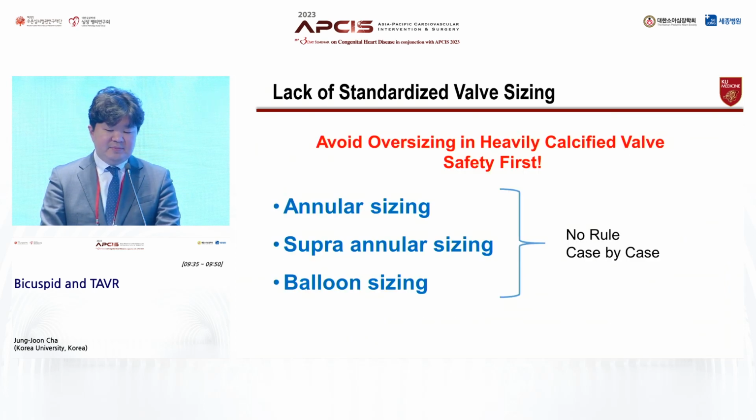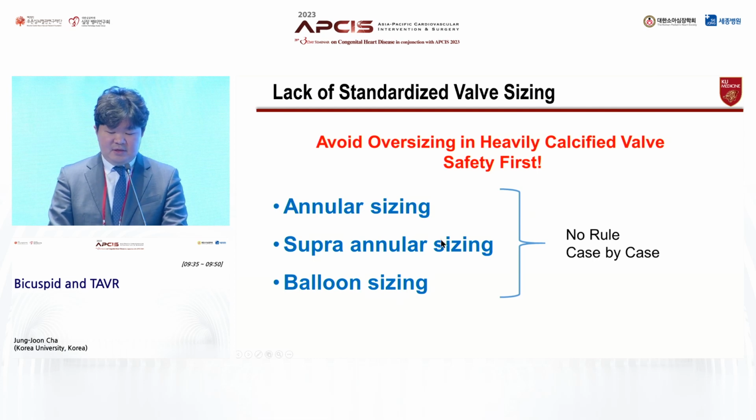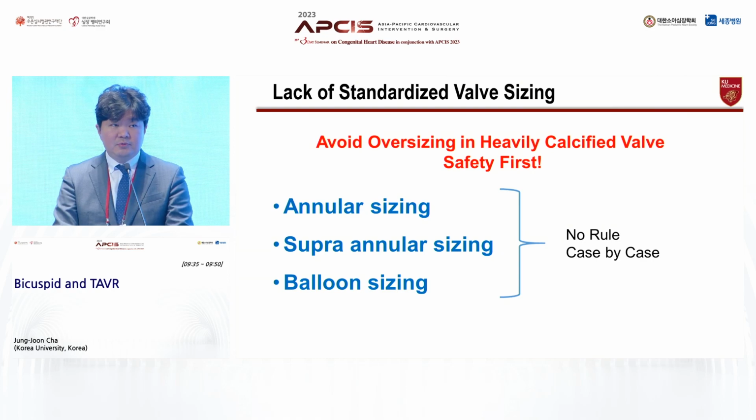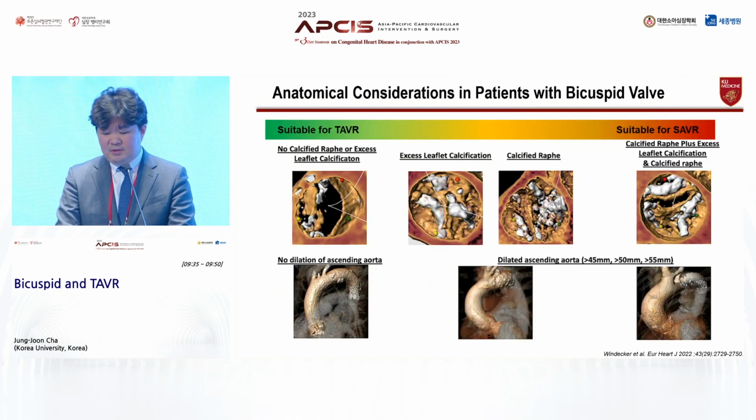Also, standardized valve sizing is still lacking. So we try to avoid oversizing in heavily calcified valves because we try to avoid rupture. Safety is first. There are lots of sizing patterns, like annular sizing, supra-annular sizing and balloon sizing. So no rules, just case by case.